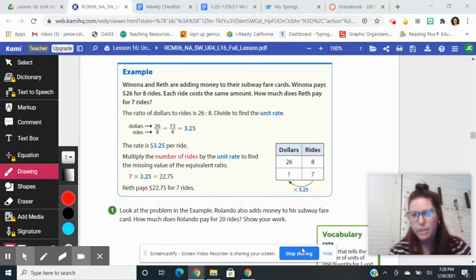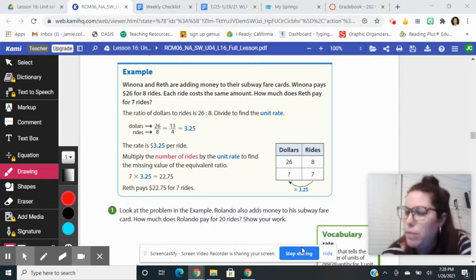Hello, sixth graders. So today we are continuing on with our unit rate review. And yesterday we did some problems together. So today we're just going to continue working out some problems just so we can get that practice in and make sure we understand because we have a quiz on Friday.